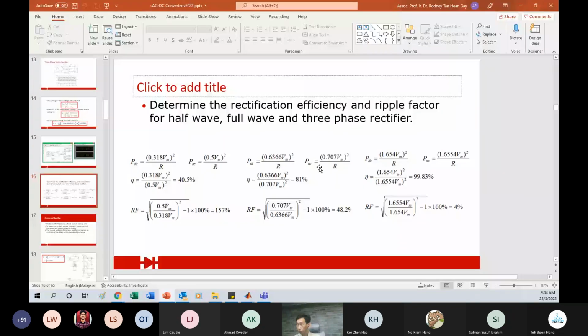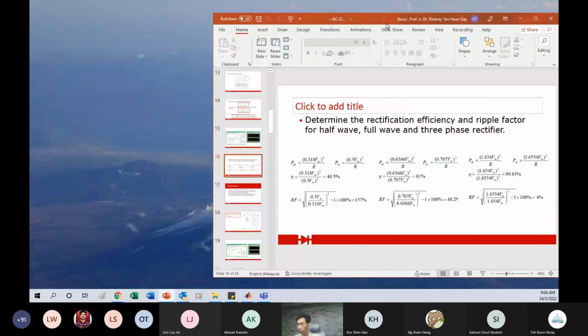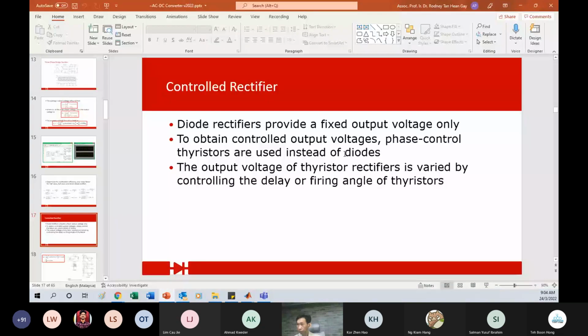Okay, so basically we are done with the first part of this. We move on. The next one will be the controlled rectifier. The difference is that the diode we use provides only a fixed output voltage. We cannot control the voltage. So in order to control the voltage, you are required to use the thyristor.